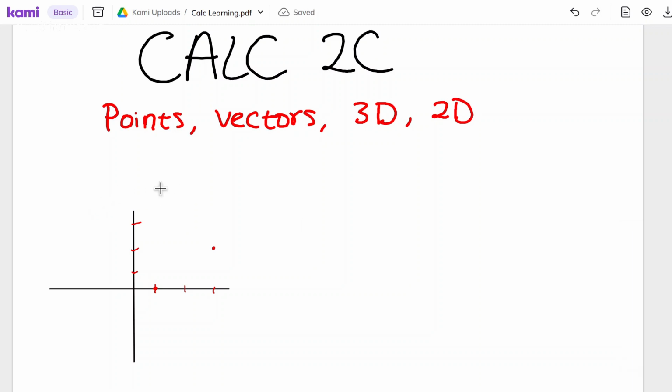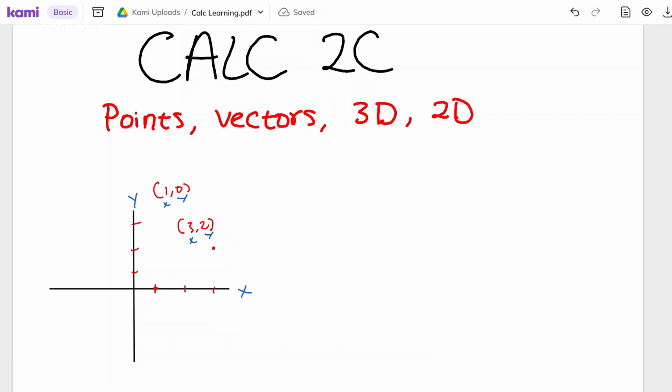So these are 2 points, 1, 0, and then 3, 2. These are the 2 points on this graph. And now this is 2D because it's only 2 dimensions. So this is the x and the y right here.